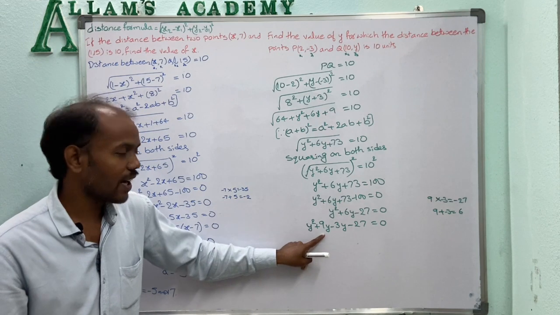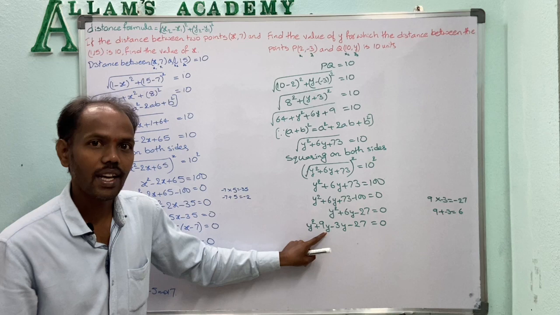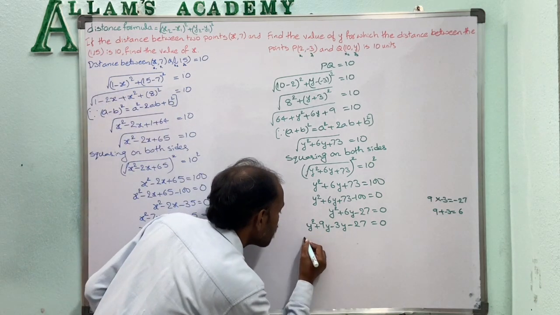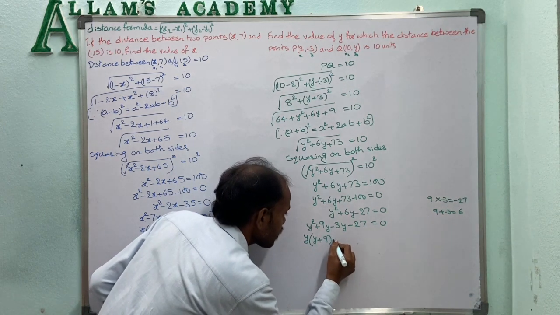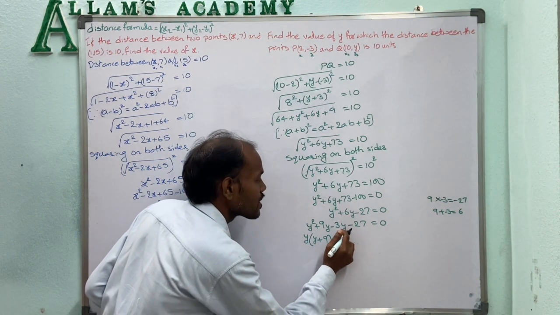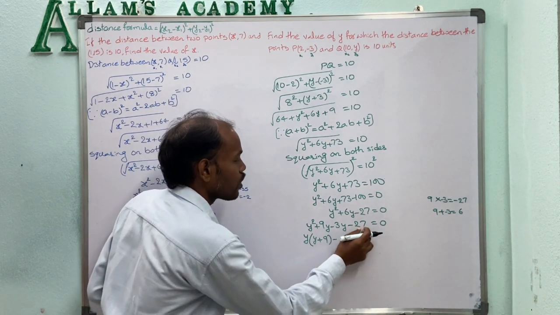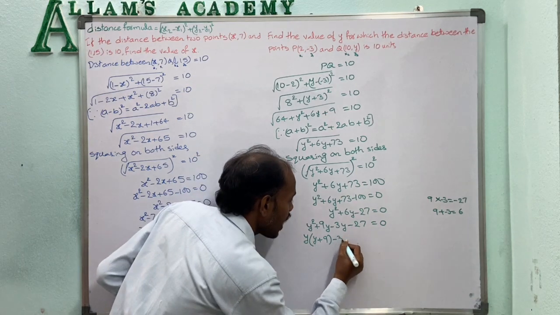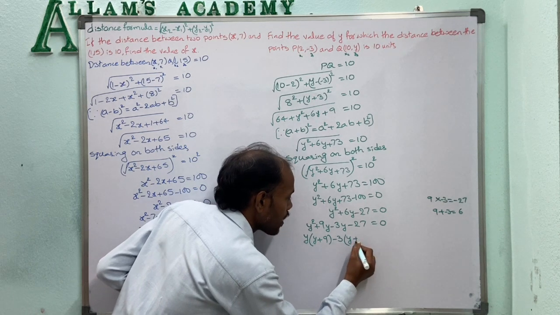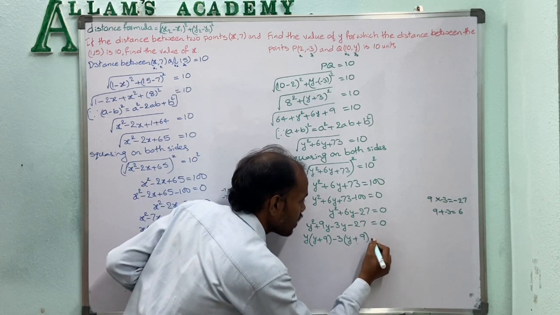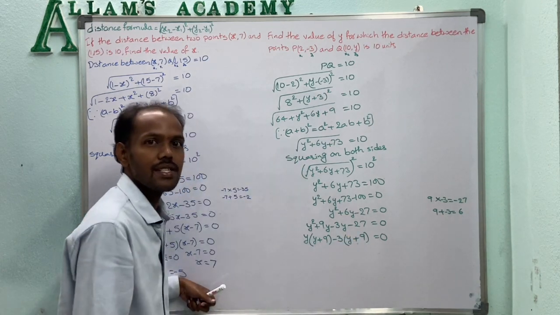Now here, observe y square and 9y. y square can be written as y into y, 9y is written as 9 into y. So in both of these, y will be taken as common: y into (y plus 9). Next, 3y can be written as 3 into y, and 27 can be written as 3 into 9. So in both of these I am taking minus 3 as common, that is minus 3 into (y plus 9), since minus into minus is plus, 3 nines are 27, equal to 0. Now here y plus 9 is the common factor.